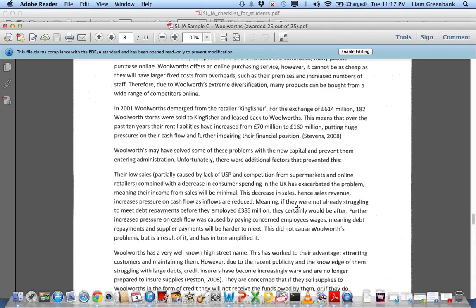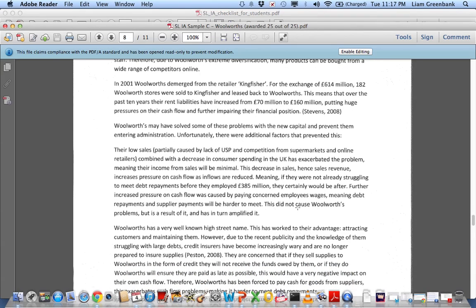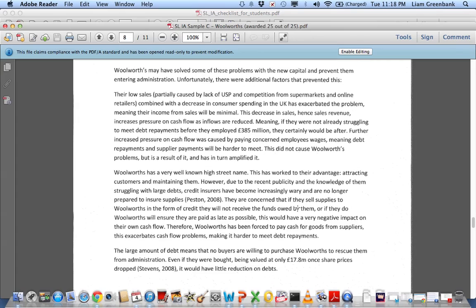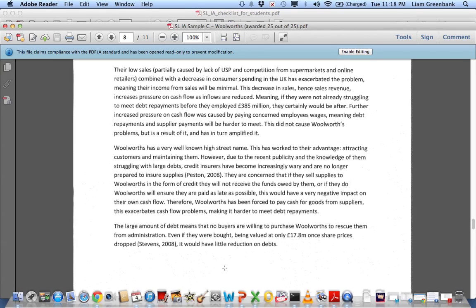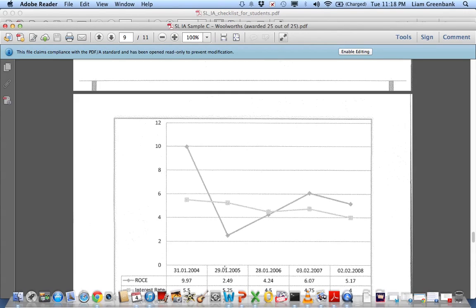Any more theory here? Not so much theory, but they've got a lot of technical terms. Looking at USP, competition, sales, cash flow, suppliers, credit. So they're using a lot of technical business terms as they go through.